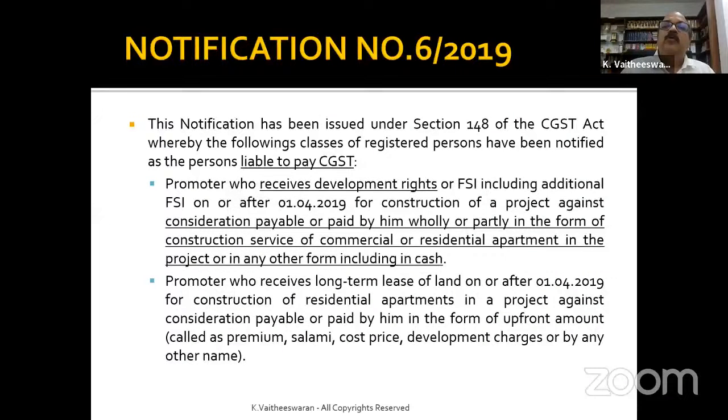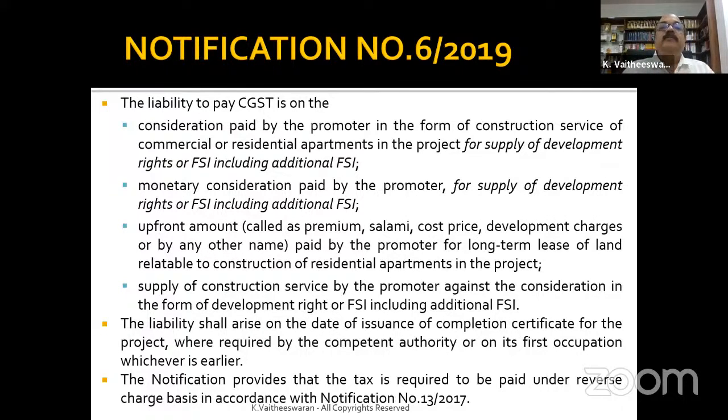I'll go to 6/2019. The notification has been issued under 148, and it says that the following categories of persons have been identified as persons liable to pay GST. The promoter who receives development rights after 1/4/19 for construction of a project against consideration payable by him in whole or part of construction services. And then it talks about liability at what point of time, etc.